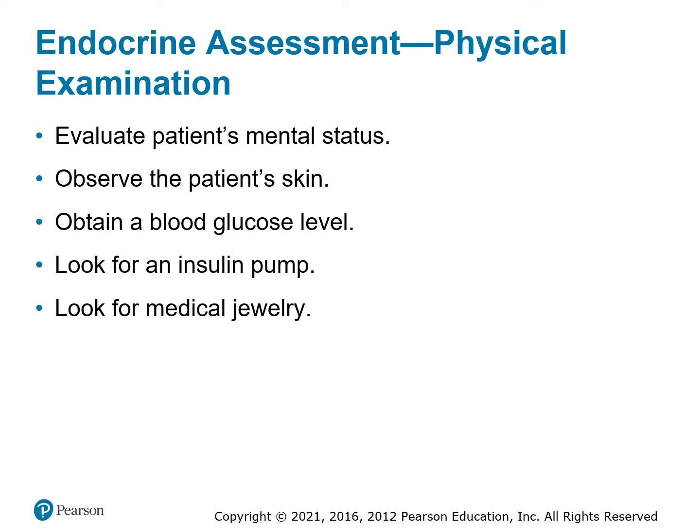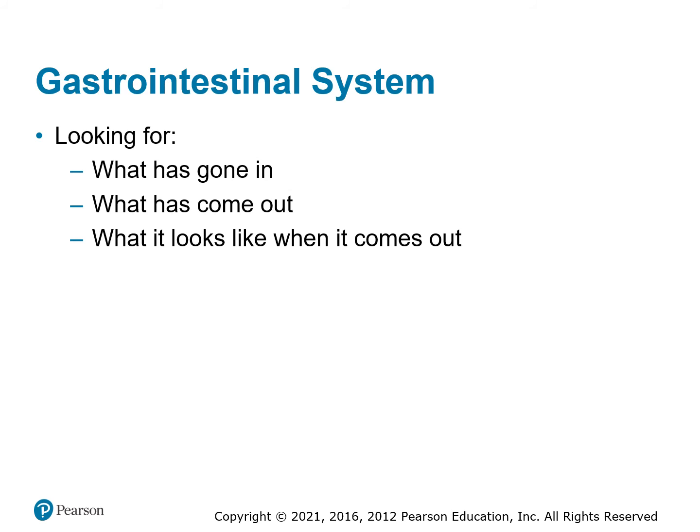Check their mental status. Look at their skin. If they're having diabetic emergencies, their skin's going to do different things based on what's going on with their glucose levels. Take the glucose reading through your glucometer. Look for the insulin pump. Look for their jewelry. If they have a necklace or a bracelet on, or any notes on their body that say they have an insulin dependency or diabetes, that's a good clue for you.